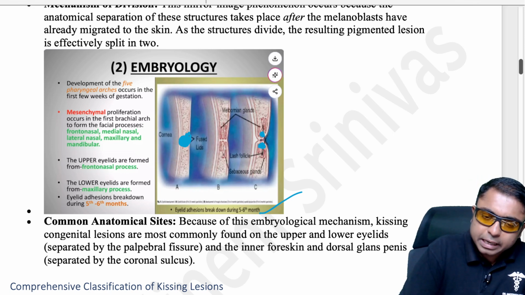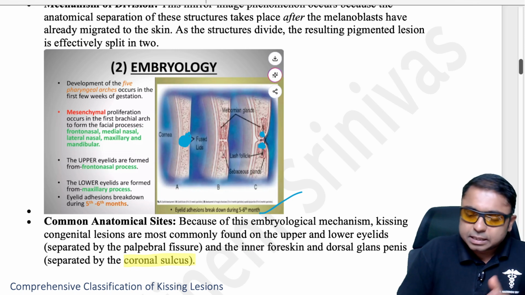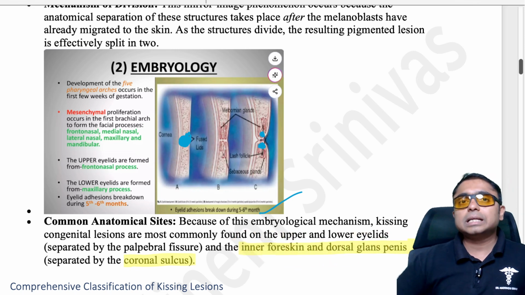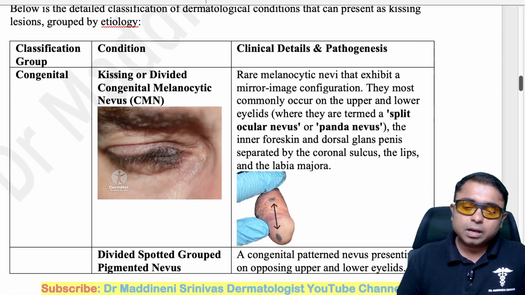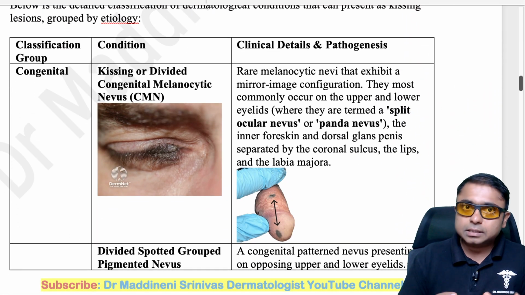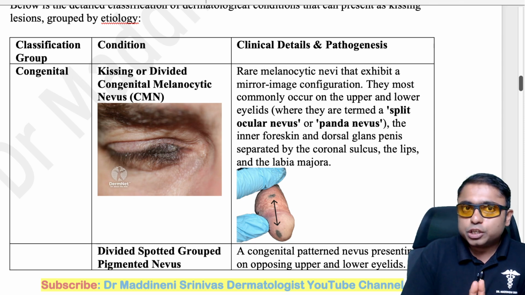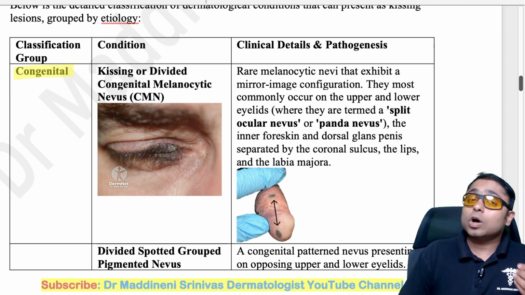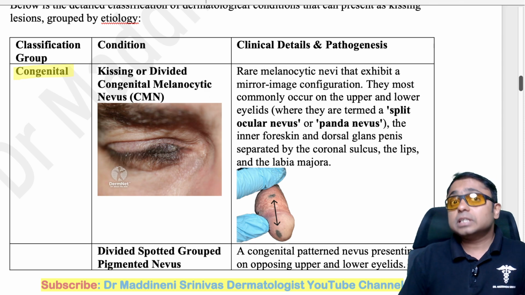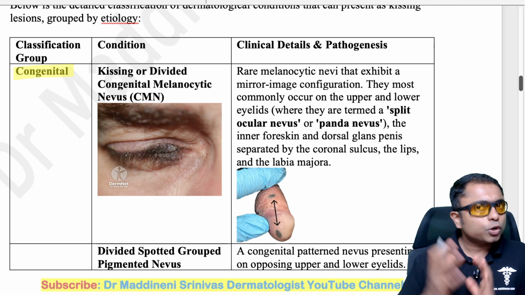Not only that, you can remember the other site, the coronal sulcus, where the inner foreskin and the dorsal glans penis have this kissing lesion. We are going to see the conditions of the glans penis showing this kissing lesion pattern. Briefly, you can remember the classification of kissing lesions as congenital conditions, infections which are non-sexually transmitted, infections which are sexually transmitted, certain metabolic disorders, and finally certain neoplasias.